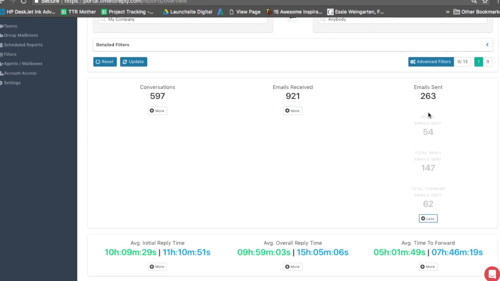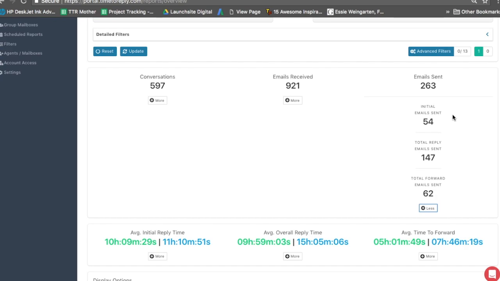Finally, if we look at the emails sent column, we also break emails sent down into initial emails sent. So that's how many emails have been sent to start a conversation. How many replies have been sent, so that's replies and reply alls by your company. And total forwards is how many emails have been forwarded.